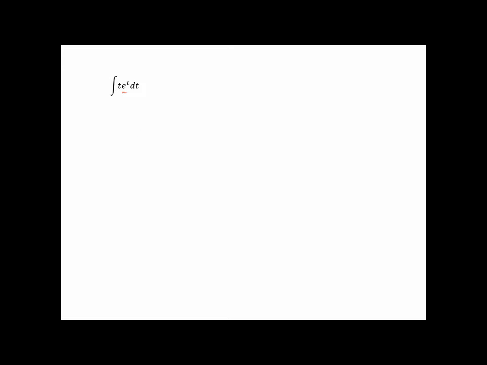See here, e to the t. So I know I'm going to find u and dv. Here I tend to put the exponential function, e to the t dt, at the dv position. So I simply don't need to compute the antiderivative; it is e to the t itself, right? What is left is t, so put it at u. If I put these two back together, I get my question.